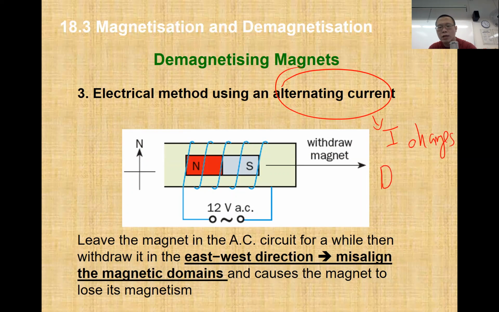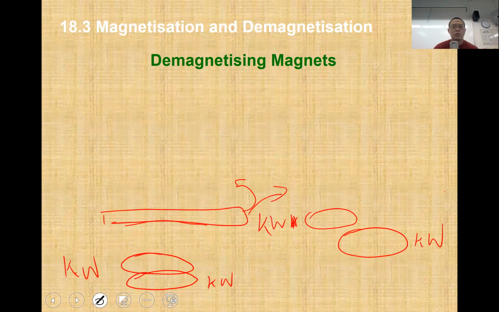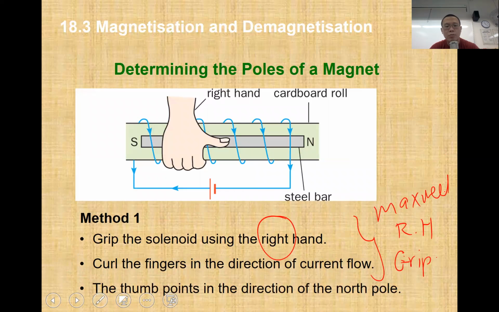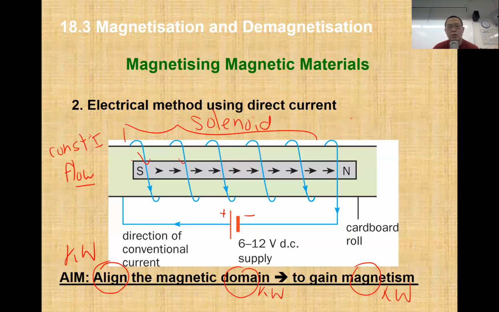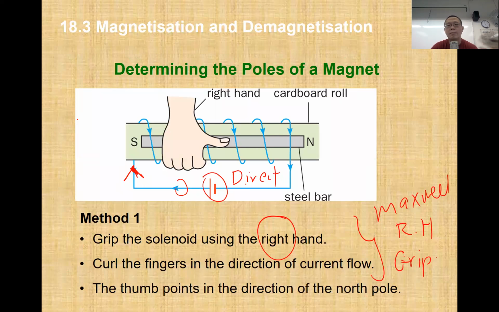The previous method I mentioned, to make a magnet, I used a direct current. This is what we call direct current, DC, whereby the current flows in a single direction. Sorry, this one is the wrong direction, it's this way. Direct current means a single direction, a constant flow, where I am able to make the magnet this way.